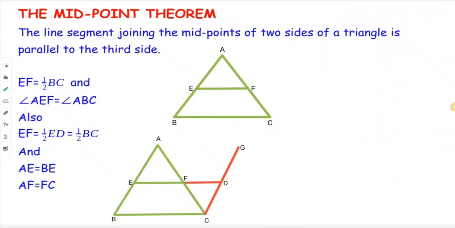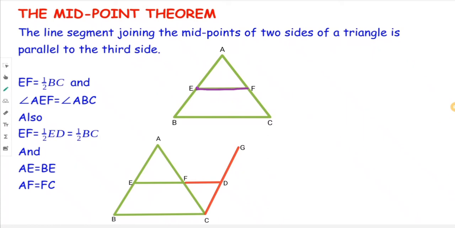Theorem. This is the theorem that we'll be using in this exercise 8.2. Alright, so let us understand with the statement: the line segment joining the midpoints of two sides of a triangle. So which is a line segment here? EF is a line segment, alright, joining the midpoints.